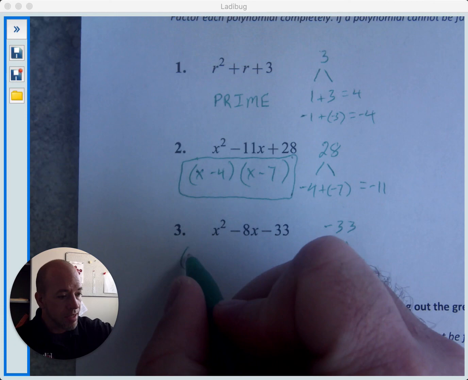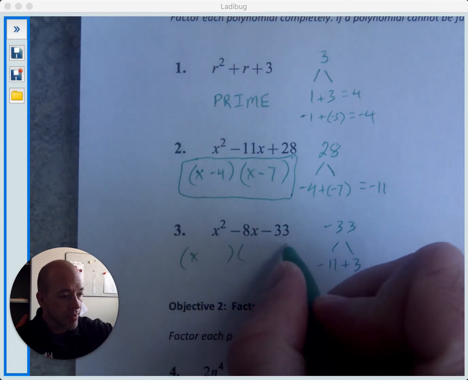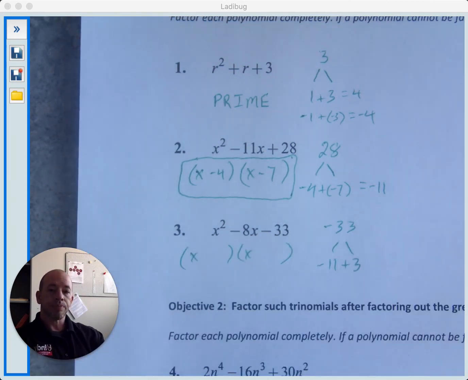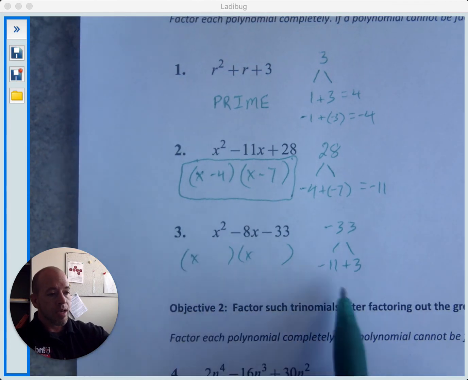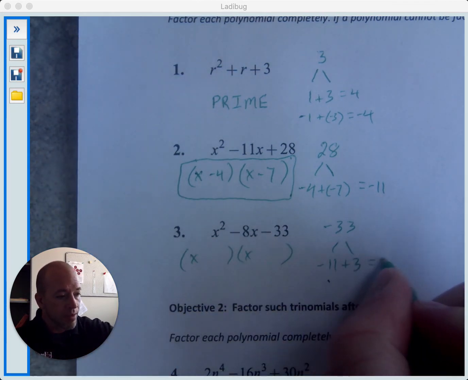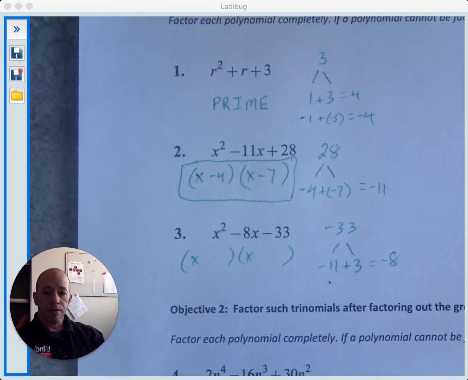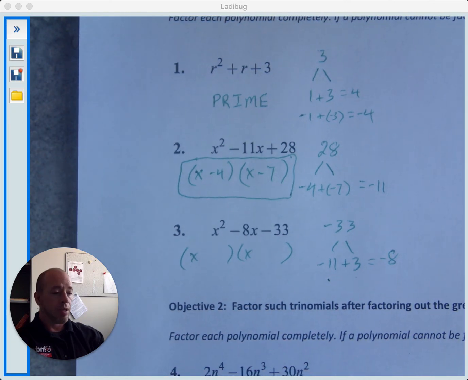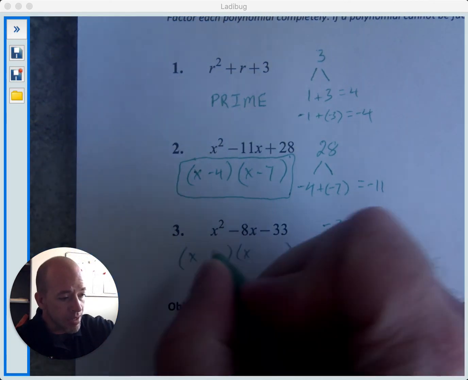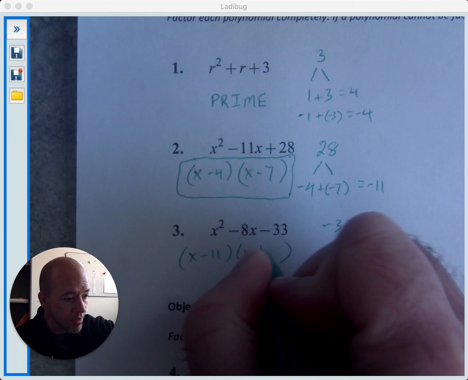X times x, again, is our x squared. So we have our x and our x. And then we use these two numbers that we found here that add up to negative 8 for our constant terms in our binomials. So we have x minus 11, x plus 3.